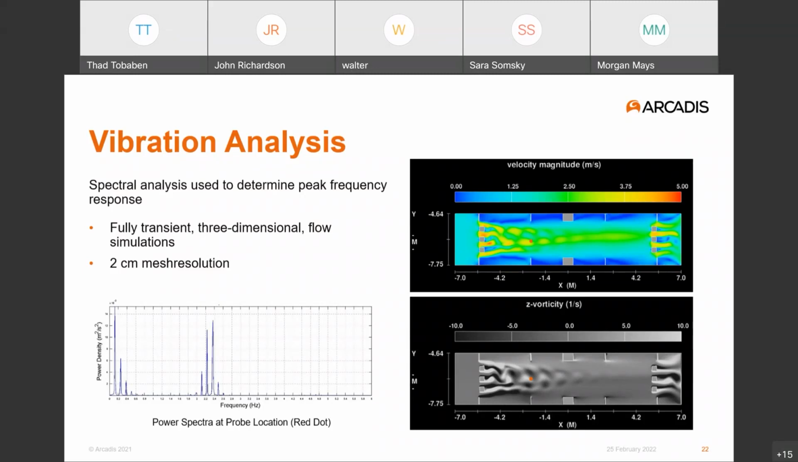In the lower figure, we're looking at the same data, except that rather than showing velocity magnitude, we're plotting vorticity, or kind of the rotation in the flow, still outputting the results at the same location. And then using this information, if we look at the figure at the lower left, we can calculate our power spectrum, that tells us at what frequencies these disturbances are most predominant.